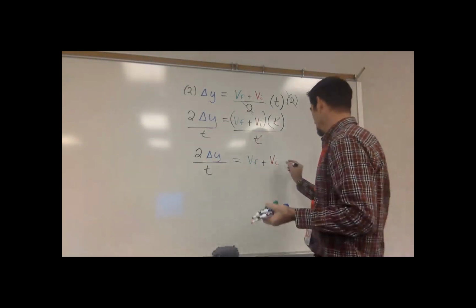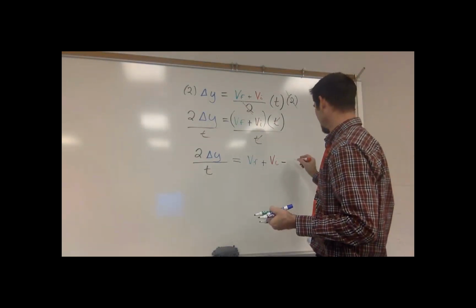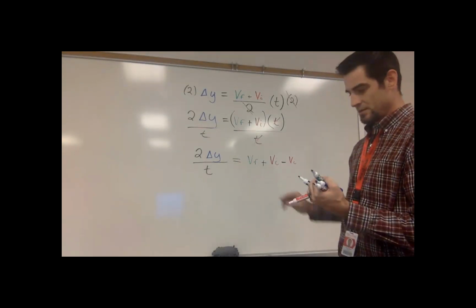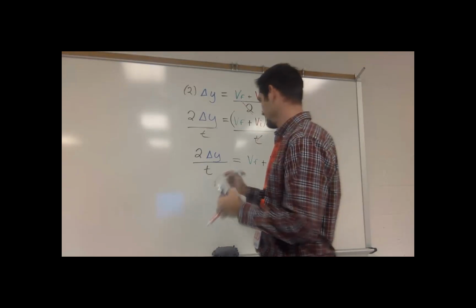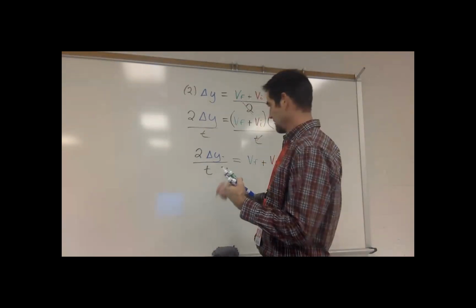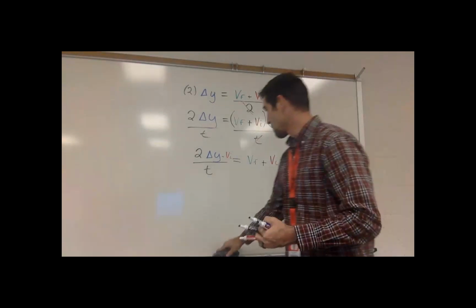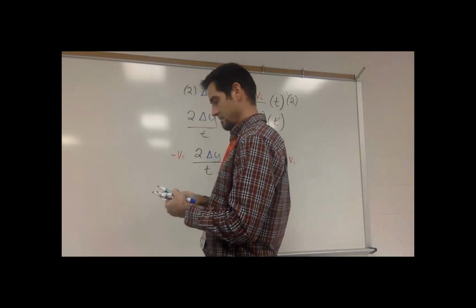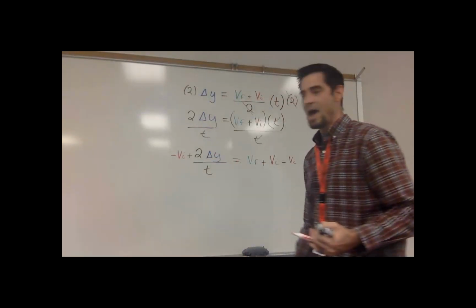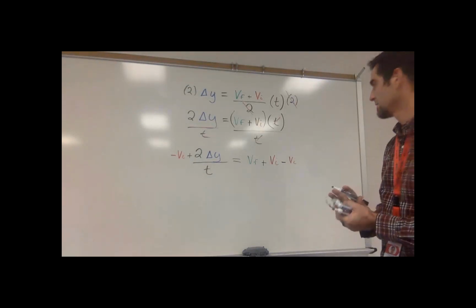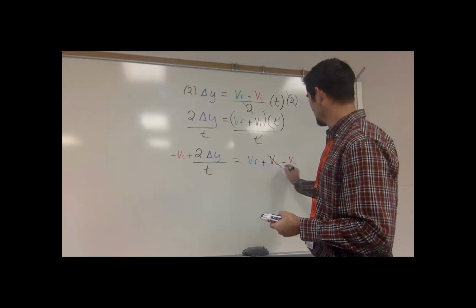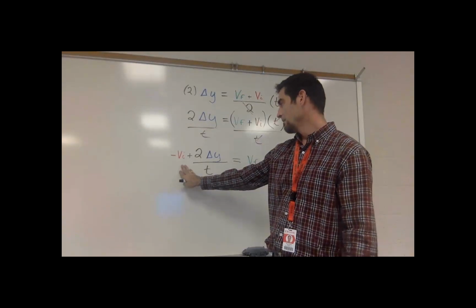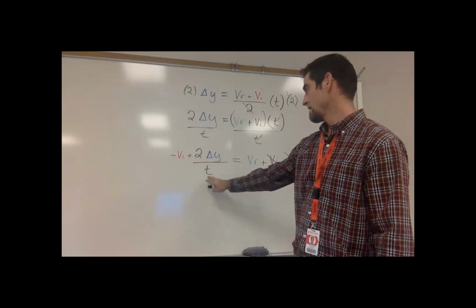So we're going to say minus VI. And then on this side, we have to do the same thing. You can either put minus VI here, or you put a negative VI and add it. Adding a negative is the same thing as subtracting a positive. Cancels them out over here. So now you have Vf is equal to Vi plus 2 times delta y over t.